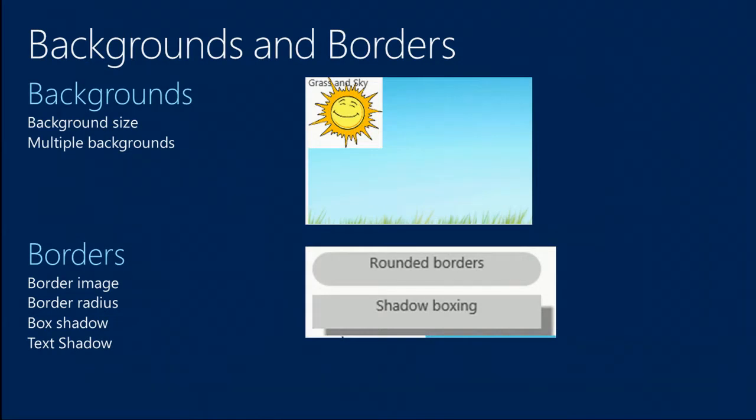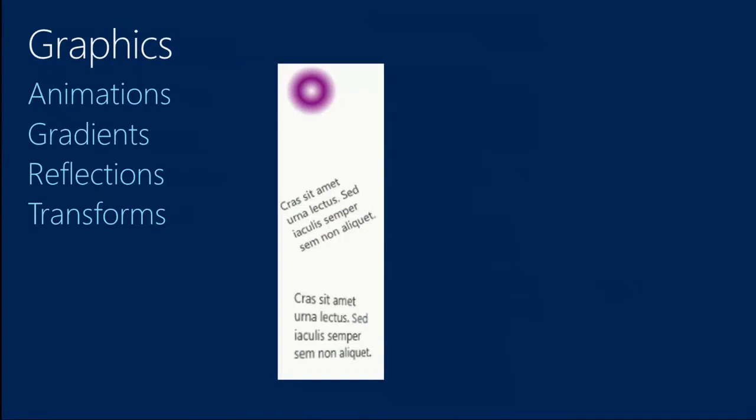So this allows you to create much more interesting buttons and boxes and shadows. Graphics, animations, gradients, reflections, and transforms. This shows you just some stuff that I did in Internet Explorer 10 to make some various graphics. This is all done using CSS. So you can take text, as you see here, and you can rotate it, turn it, all that type of stuff is possible.